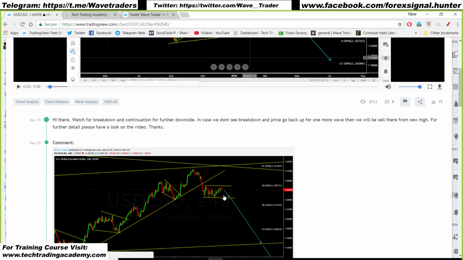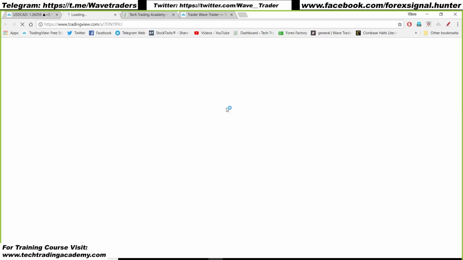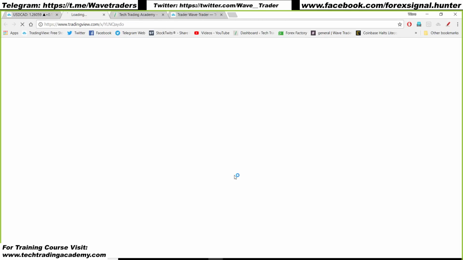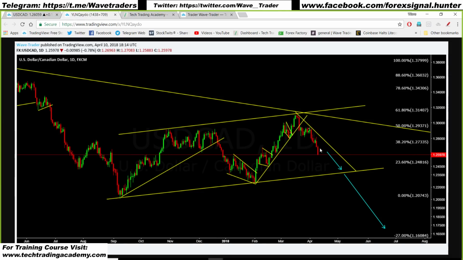We saw that flag last week. If you remember, I was talking about this correction. We have seen that correction, and we have seen that breakdown. So nothing new on this chart, we are having that continuation to the downside. Still a lot of potential over there on this pair. If we see a breakdown, price can easily hit that bottom or come close to the 1.18 area.